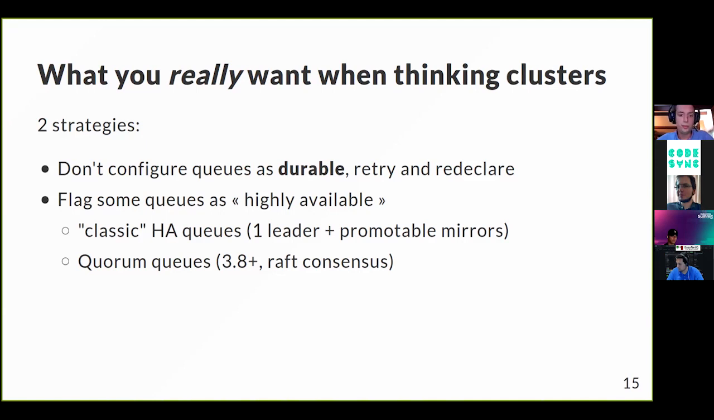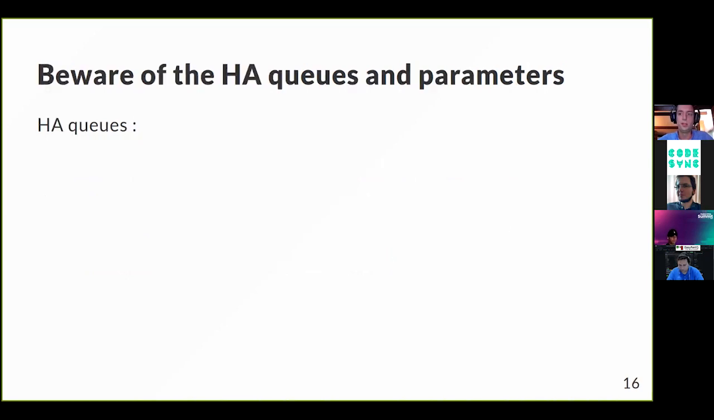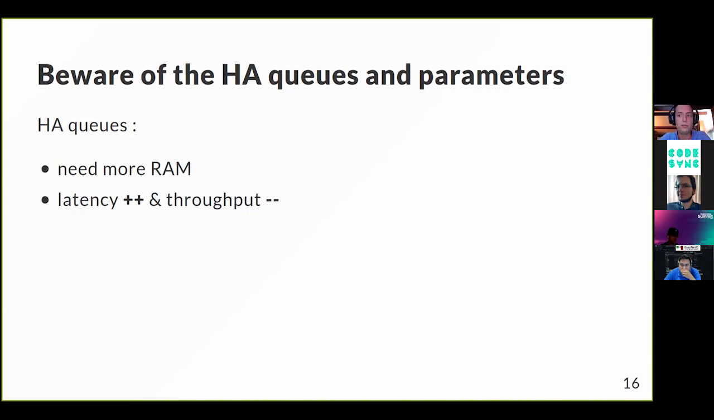So quorum queues, which come with a 3.8 version. If you are doing HAQ, just be aware that, of course, HAQs come with downsides. They need more RAM. So if you have a lot of queues and a lot of messages, you will have to be aware that you will consume more resources. You will also have a lot more latency because mirrors have to be replicated, and less throughput, of course, because if you increase latency, you reduce throughput. That's mathematical.